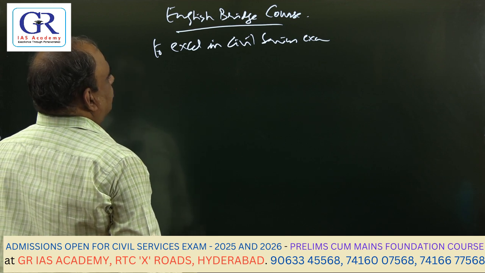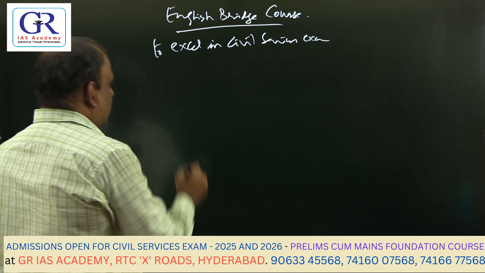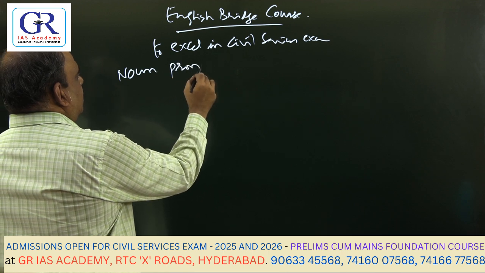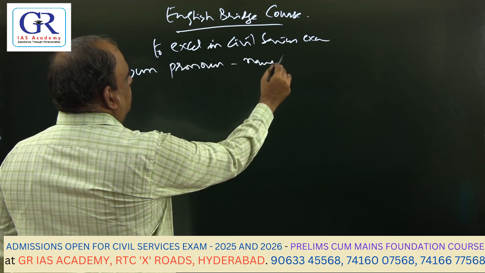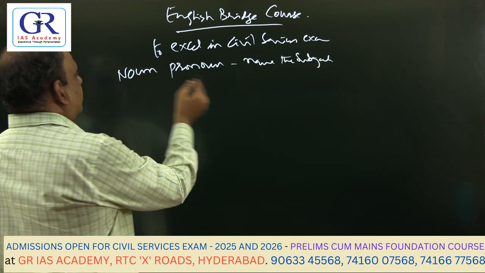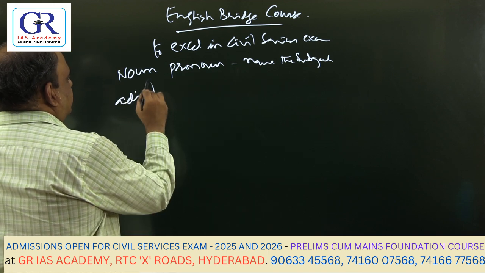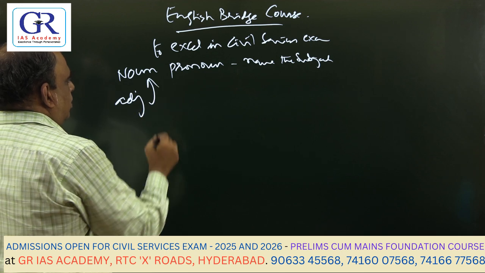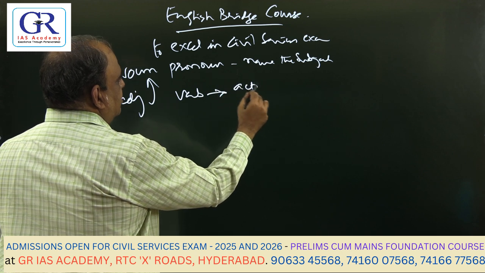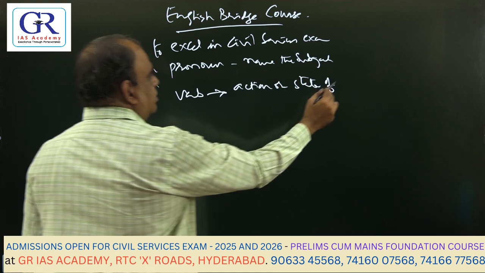For that, all of you know the parts of speech. What are they? See, noun. First one is noun, and then pronoun. Usually they name the subject. Noun is used to name the subject and pronoun is used in place of noun. And then adjective. Adjective is used to describe the noun. And then verb. Verb is used to tell about the action or state of the subject.